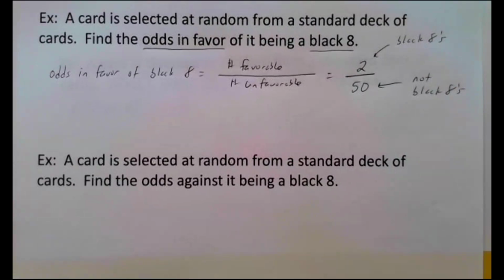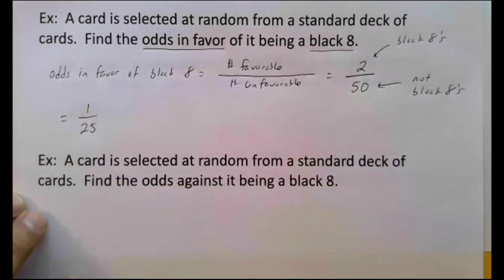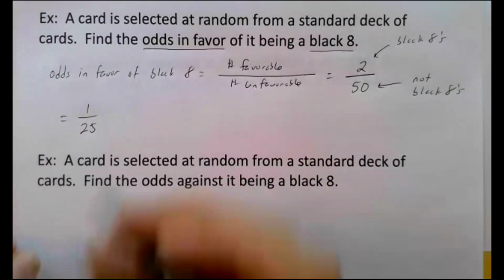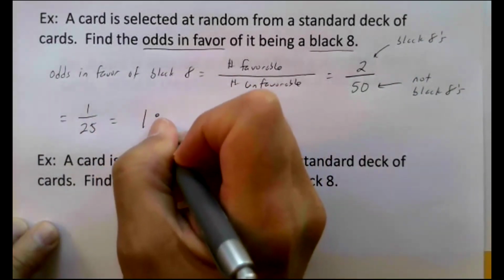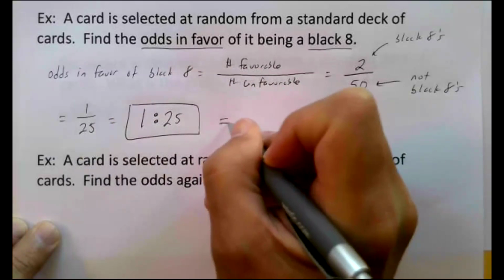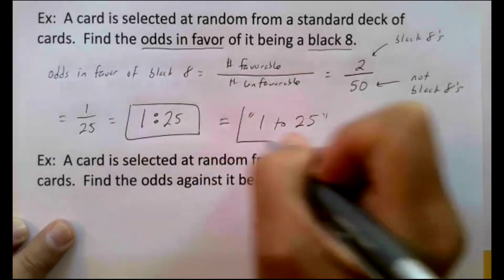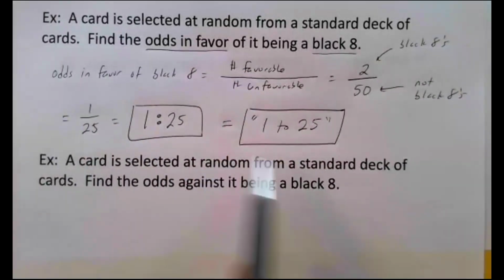The other thing is we don't usually leave odds as a fraction. We still reduce it. If you divide top and bottom by 2, you're going to get 1 over 25. But we don't usually leave it as a fraction when we're talking about odds. We usually write it either with a colon like this, or sometimes we just say 1 to 25, and you can write it out in words like that. Either of those is good.